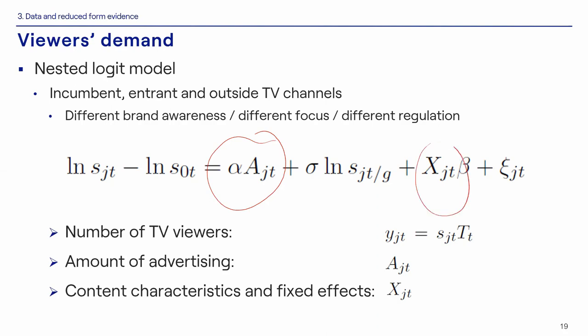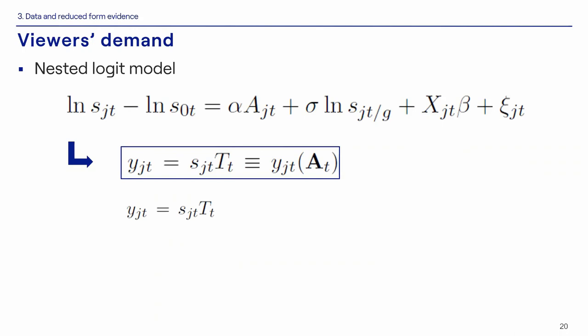And we have a bunch of variables, fixed effects, and characteristics of the content that characterize the quality of the channel. Okay, so it is important to see that basically we have a relation between the viewership of each TV, y_jt, with the amount of advertising a_t, which is the vector of the quantity of advertising in each channel. And so if you solve the system of demand, you will get this relation.